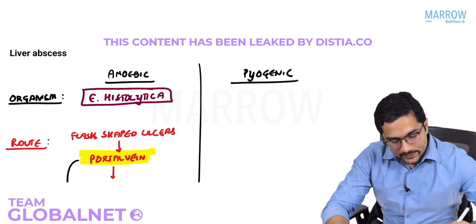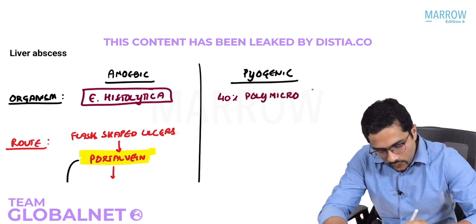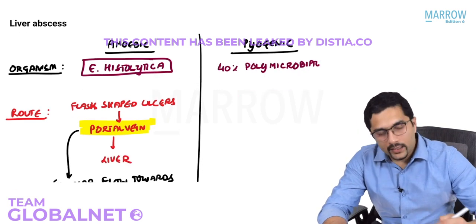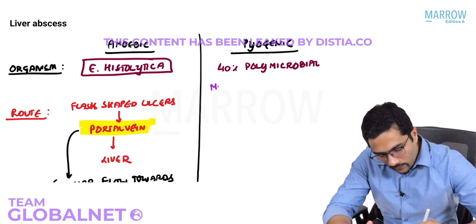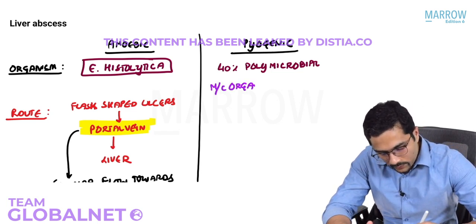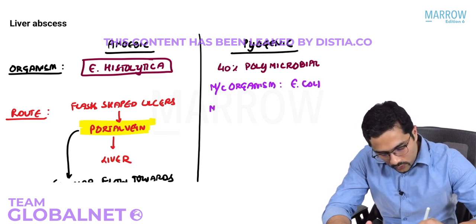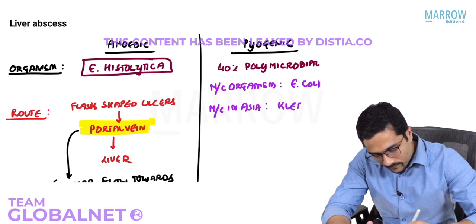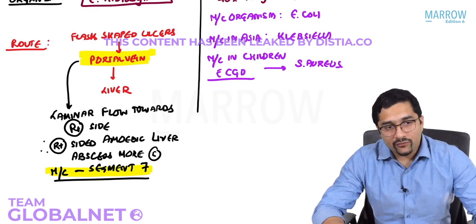So pyogenic liver abscesses, in 40% of cases, are polymicrobial infections. So there are multiple organisms which give rise to this. But there are certain one-liners which you should know, which have been asked in previous years in the exam. The most common organism overall responsible for pyogenic liver abscesses is E. coli. The most common in Asia is Klebsiella. Most common in children with chronic granulomatous disease is Staph aureus.